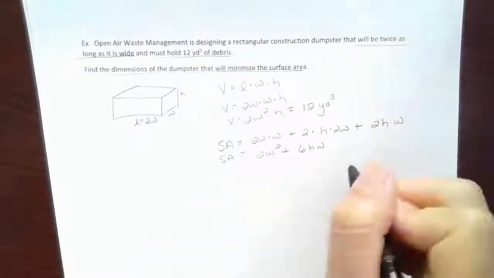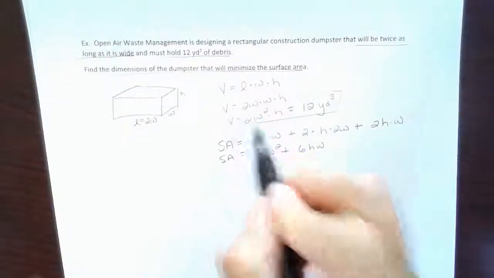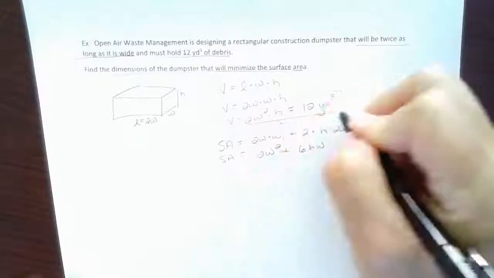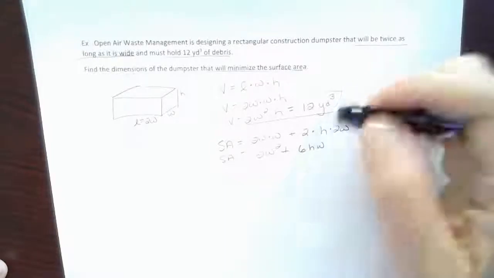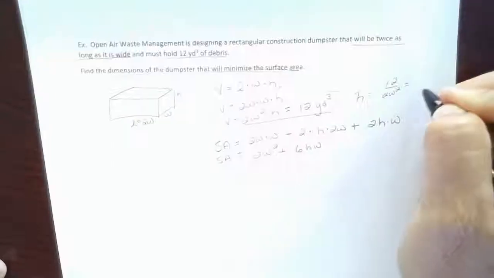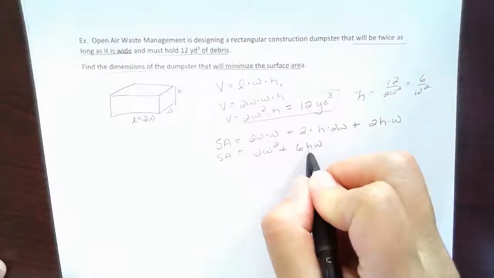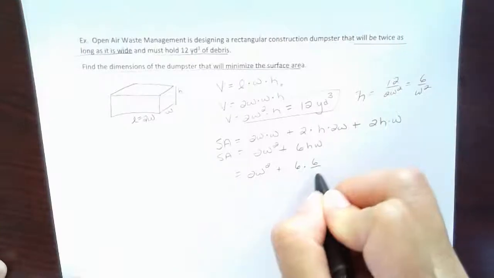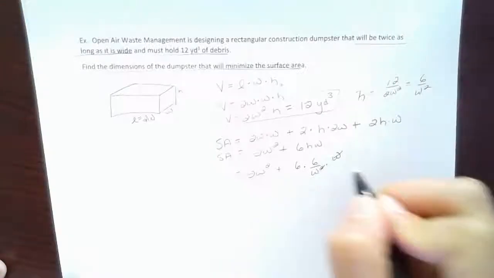Now, again, I've got too many variables, which means I'm going to have to go back up to this constraint equation and solve it for one of the letters. So let's solve it for H. If we divide the 2W squared over to the other side, let's not do it this way. Let's put the H here. H will be equal to 12 over 2W squared, which reduces to 6 over W squared. All right, that means I can replace this H with 6 over W squared. Which means we can multiply the 6's together and reduce these W's by 1.